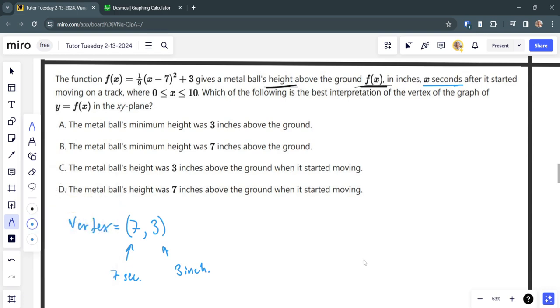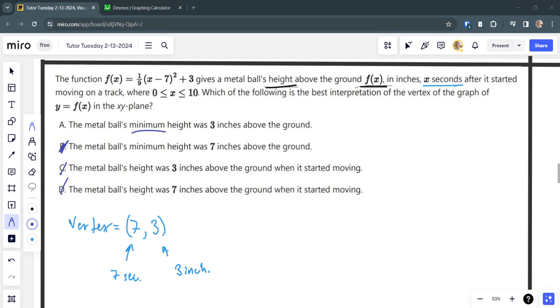What answer choice matches with that? The minimum height was 3 inches above the ground. A looks correct. The minimum height was 7 inches above the ground. No, 7 was the time at which the minimum occurred. The ball's height was 3 inches above the ground when it started moving. No. The vertex is the minimum in this case. So it's minimum height 3 inches above the ground. Yeah, it's going to be A.